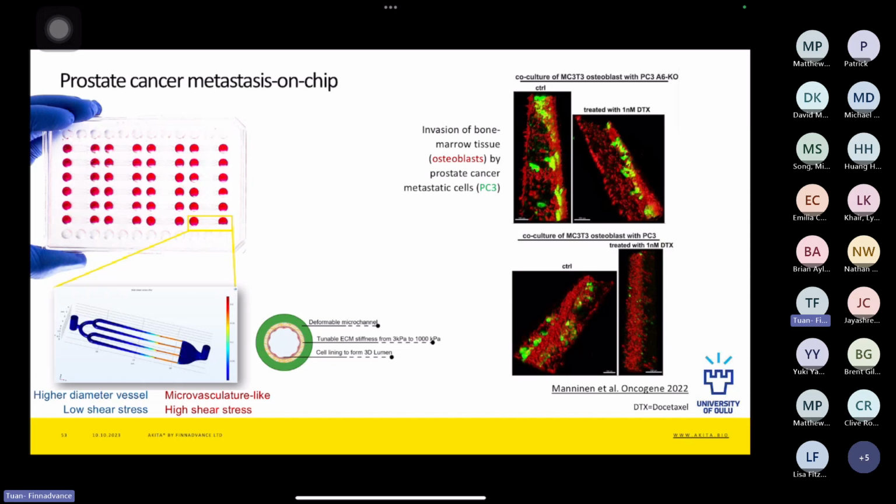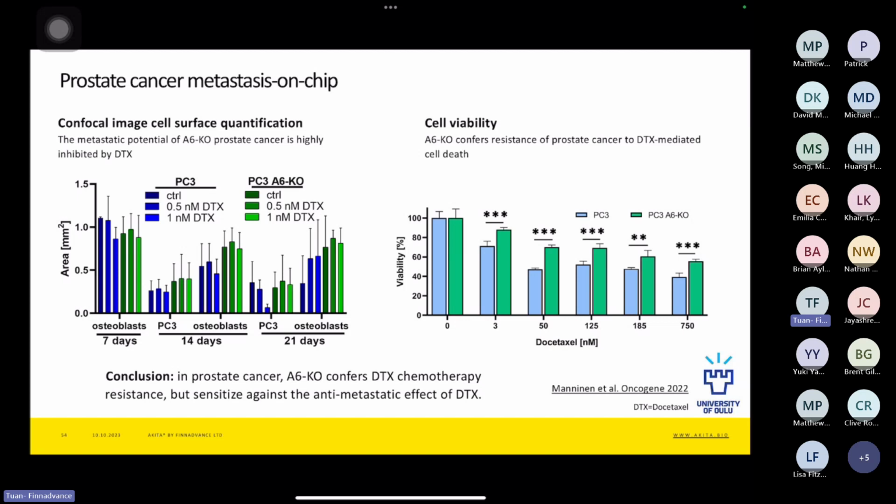And with our publication last year, we had the model where we had bone marrow tissue osteoblast culture in the chip, and then we had prostate cancer metastatic cells like PC3 invading into the cells, and then we treated it with the DTX inhibitor to see how the cells fought against the drugs. In prostate cancer, in the comparison without the ASIC knockout, we can see that the ASIC knockout confers DTX chemotherapy resistance, but it synthesizes again the anti-metastatic effects of the DTX, and we were also able to confirm the cell viabilities over the course of 21 days as well.